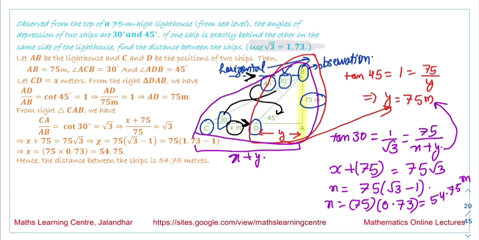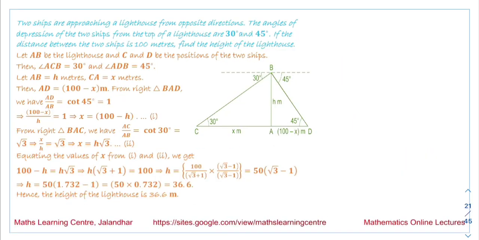Next is: two ships are approaching a lighthouse from opposite directions. So we are saying this AB is the lighthouse, and the two ships, one is at the point C and the other is at the point D, and it is given that they are in opposite directions of the lighthouse. One is in this direction, the other is in this direction. The angle of depression of the two ships from the top of the lighthouse, this is the point of observation.